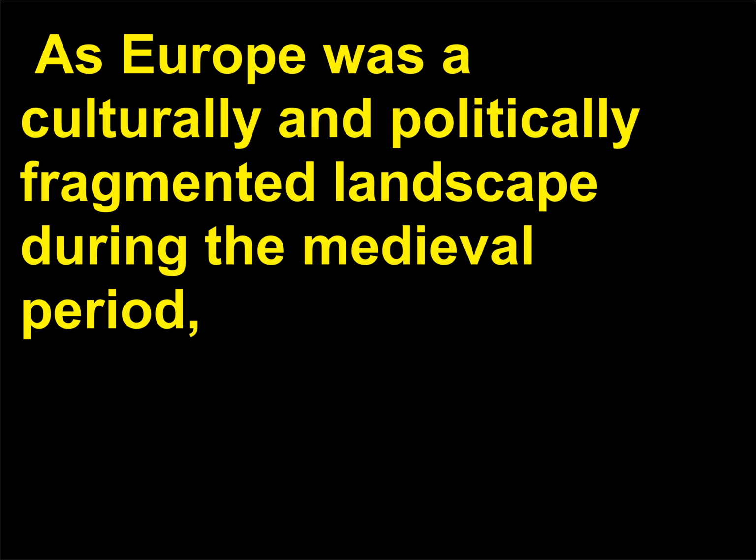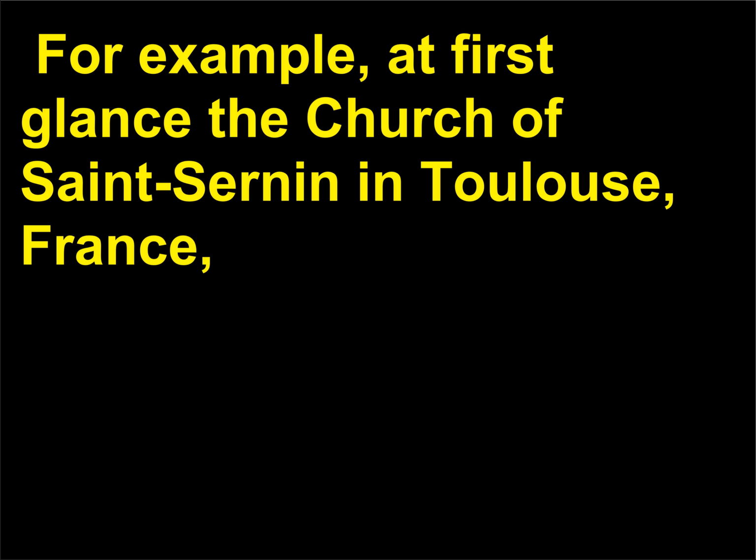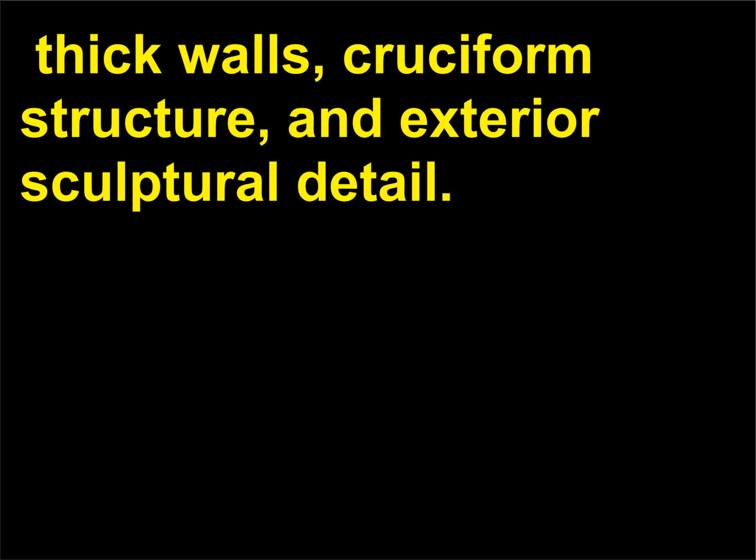As Europe was a culturally and politically fragmented landscape during the medieval period, Romanesque architectural styles vary greatly depending on the geographic region. For example, at first glance the Church of Saint-Sernin in Toulouse, France, might not look much like the Pisa Cathedral in Italy, but these 11th century examples are both considered Romanesque due to their use of round arches, thick walls, cruciform structure, and exterior sculptural detail.